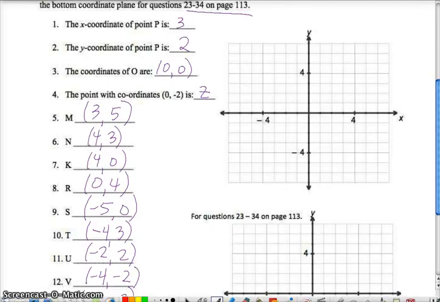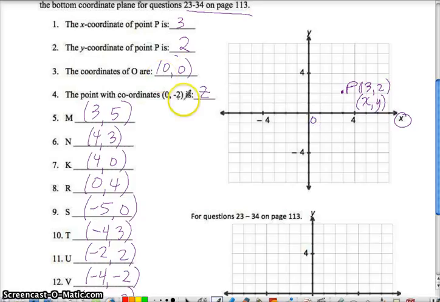Okay, so here's your review. You can check your answers. So point P was to the right 3 units, up 2 units, and it said 3, 2 in your book. Well, remember this is your x-axis, so the x-coordinate comes first, and then the y-coordinate. So the x-coordinate of point P was 3, and the y-coordinate of point P was 2. You always start at your origin. O was right here, so the origin is 0, 0.